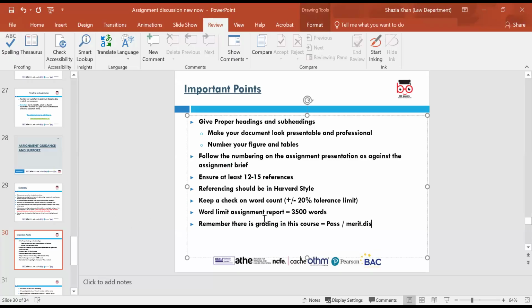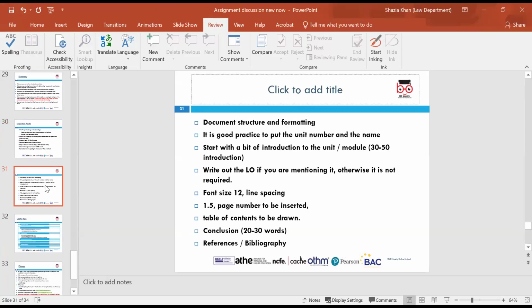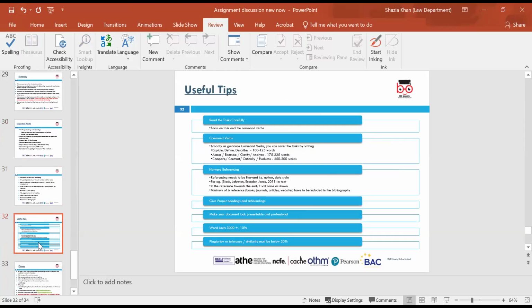Okay. And make sure your tolerance is under 20%, that's so important, your AI if you're using it. Avoid using it. Document structure and formatting: good practice to put your name on the top, your unit number, contents page, start with an introduction, write out the learning outcome if they're mentioning it, font size 12, table of contents, conclusion, and as I mentioned, referencing. Again, read the task carefully, focus on the command words, do not change what you are being asked.